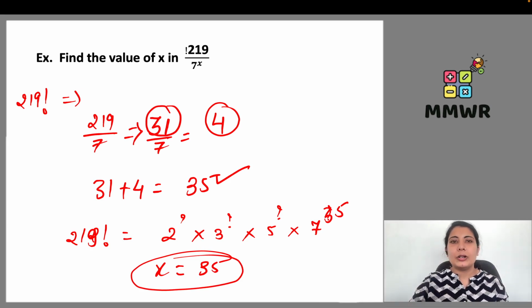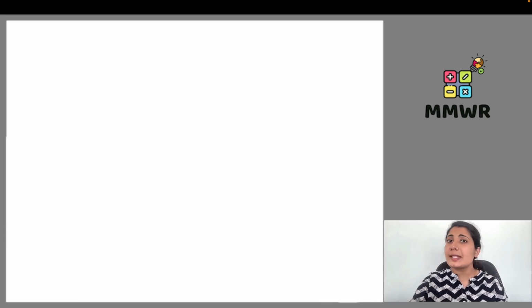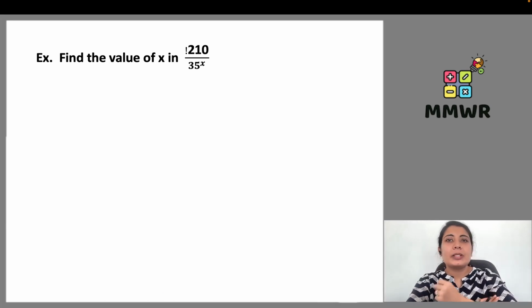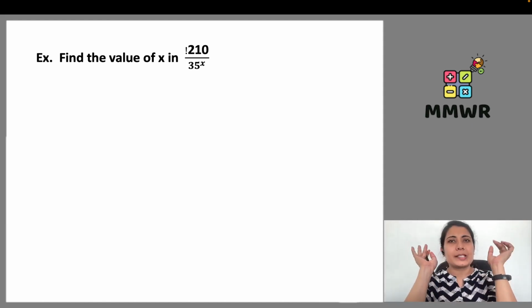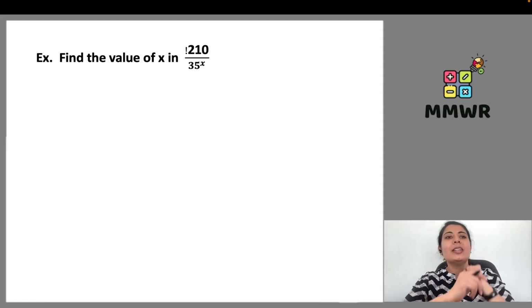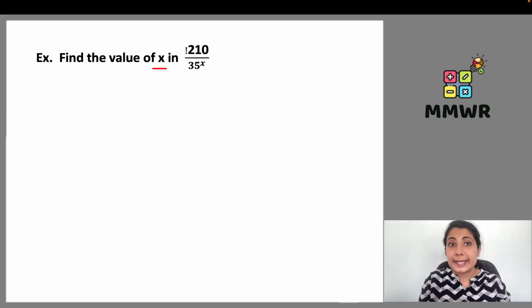Okay. Now the next example is actually very interesting, you will find it so useful. And from here you will also get a trick for how we can find the number of zeros. It will help you. Those who can smartly use this trick will definitely get the idea. Okay, so find the value of x.